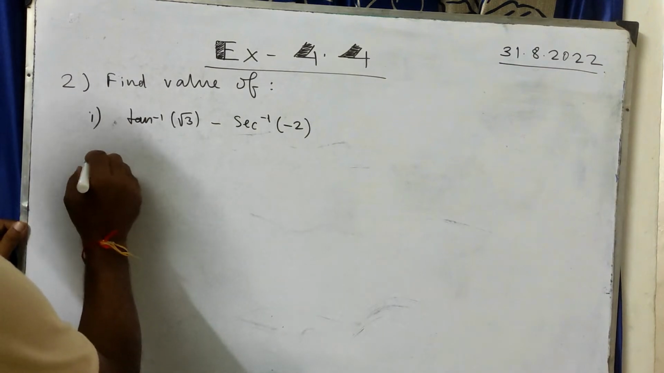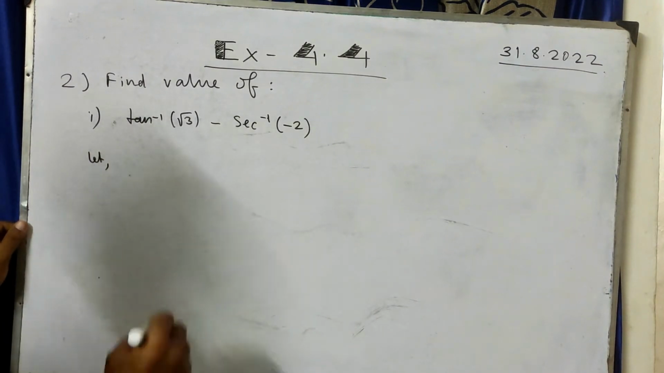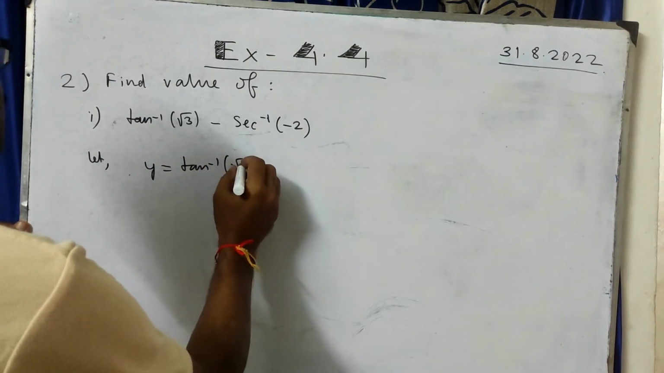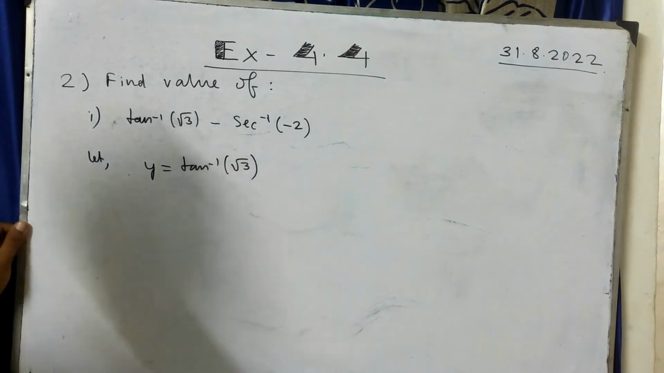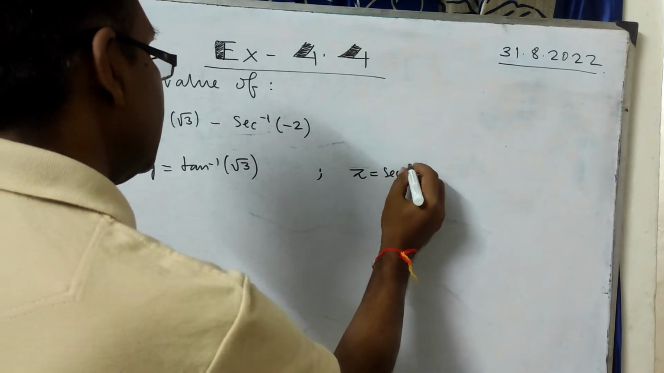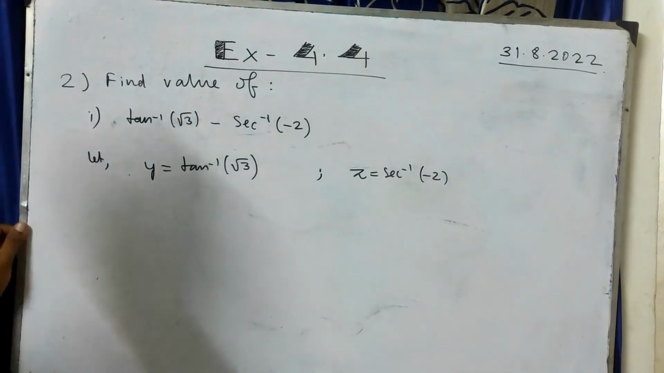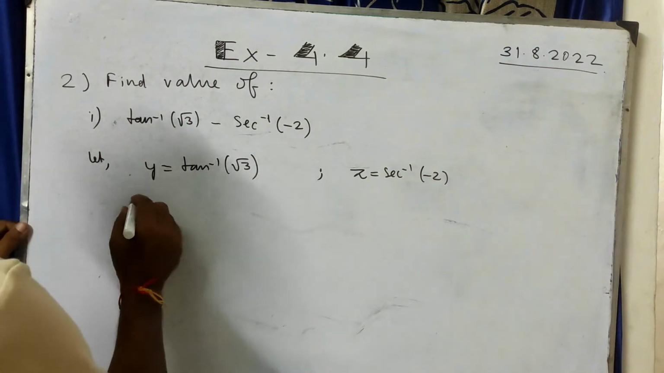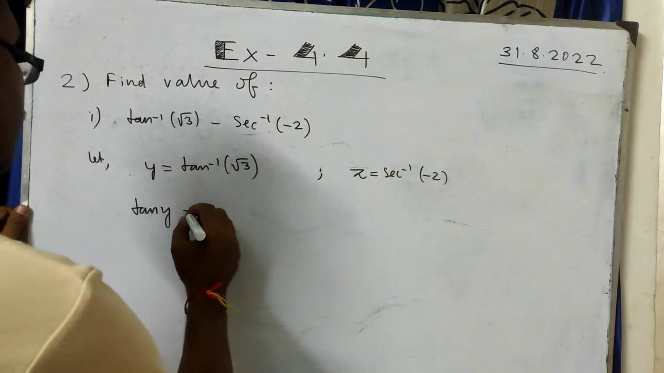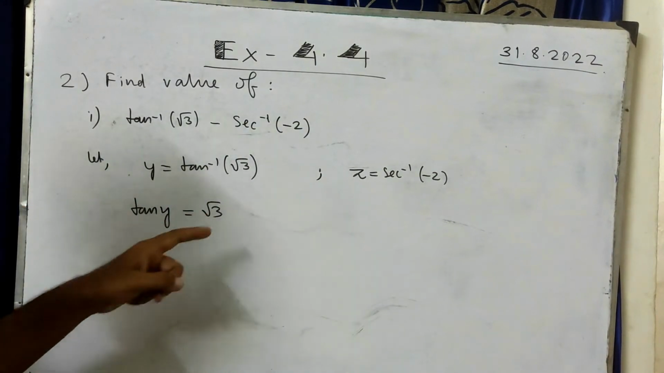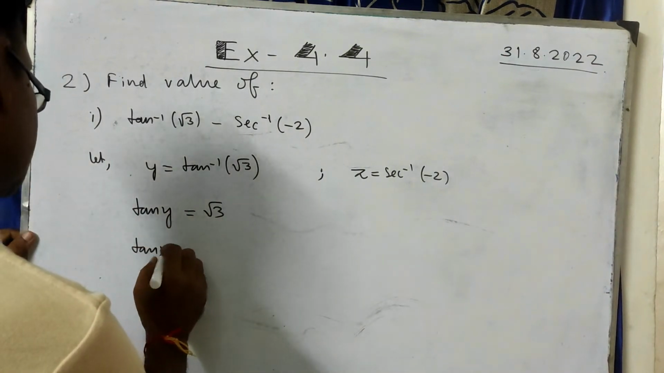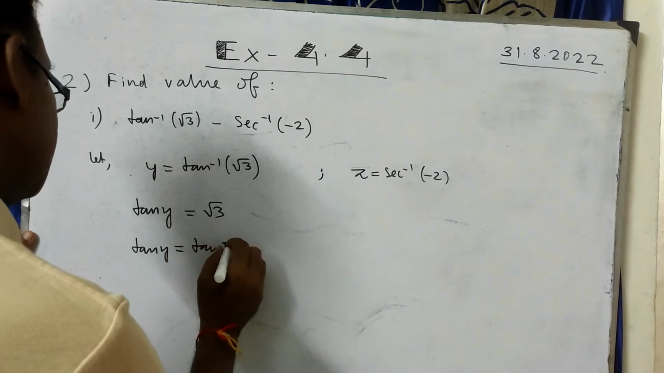Same thing. Let y is equal to tan inverse root 3 and z is equal to secant inverse minus 2. We will split it in two parts. So tan y is equal to what? Tan y is equal to root 3. Good. Root 3 means tan 60 degrees. Am I correct? So tan y is equal to tan 60 degrees, which means pi by 3.